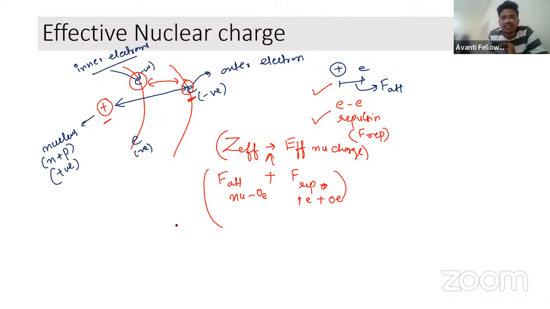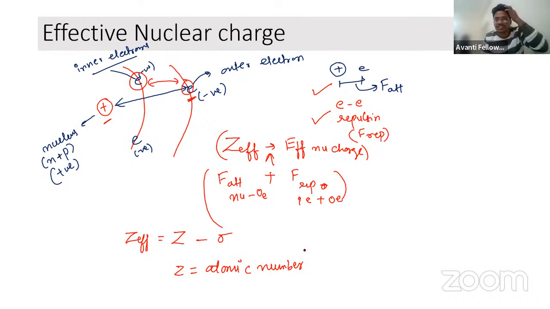Sir, what does effective nuclear charge depend upon? Very simple. Effective nuclear charge depends upon Z minus sigma. What is Z here? Z is nothing but the atomic number. What is the significance of atomic number? It helps us find the number of protons. If I'm talking about the number of protons, the number of neutrons will also be there. So indirectly, Z gives the significance of the positive charge of the nucleus.